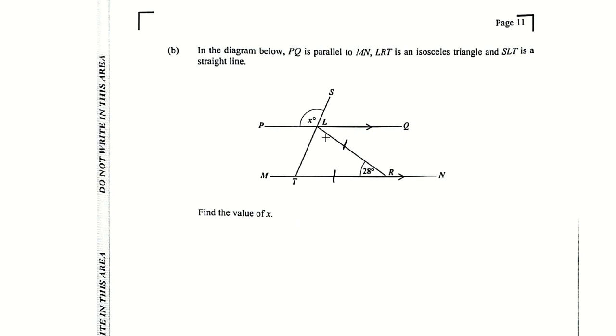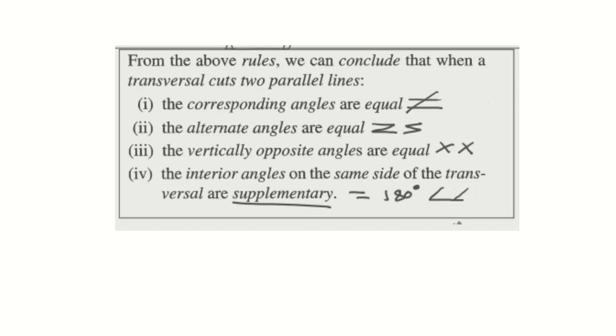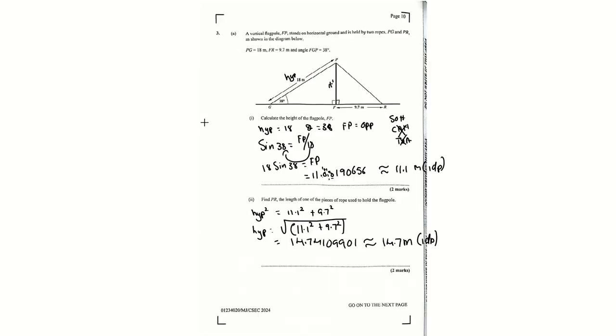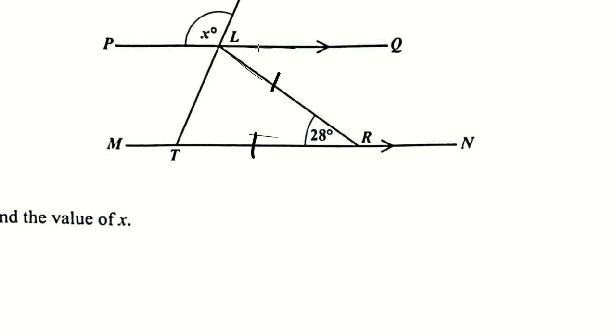So first off, I know that there is an alternate angle. If you go back, remember, if we see a Z, those are alternate angles, which are equal. So immediately I know, let's zoom in, that this angle here is 28. Let's put it in red. This angle here is 28 degrees, right?